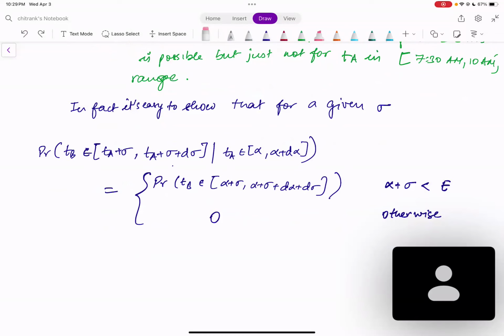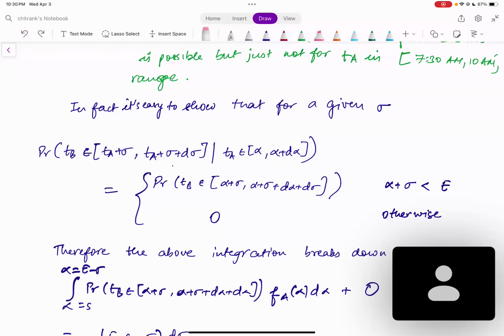All right. And for the weight to be sigma, given that your alpha has already overshot E minus sigma, B will have to arrive after E, which is not possible. So this probability, this conditional probability, note the word conditional probability, is 0.